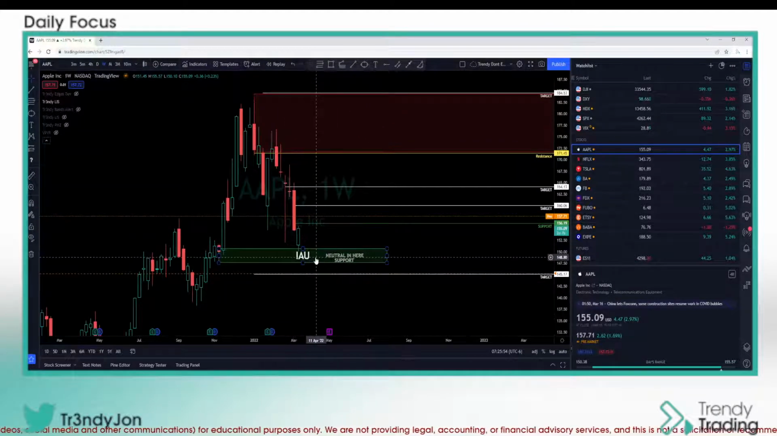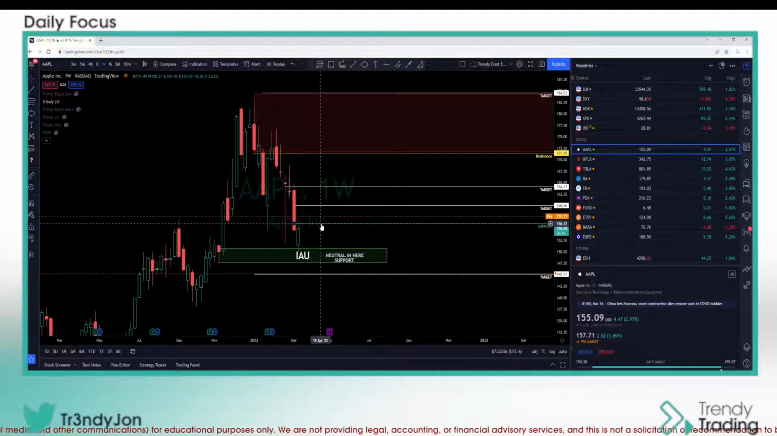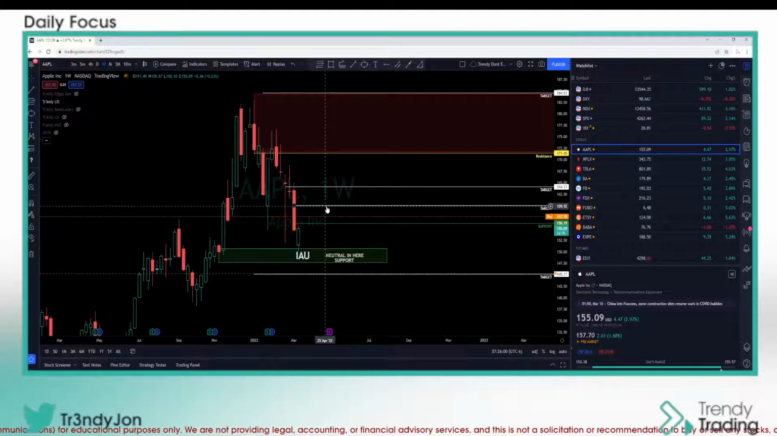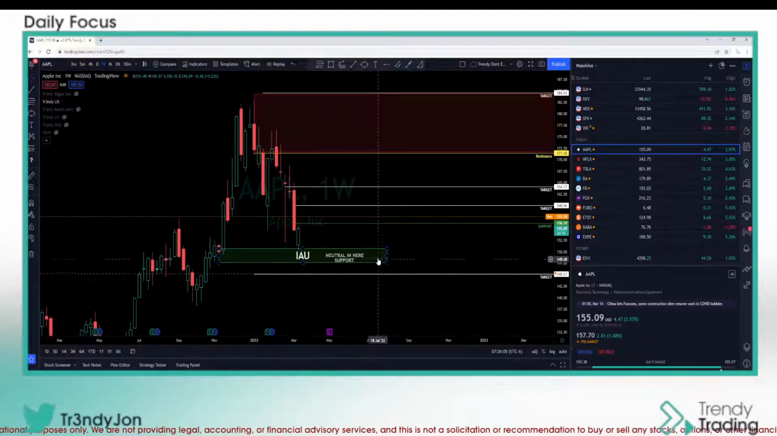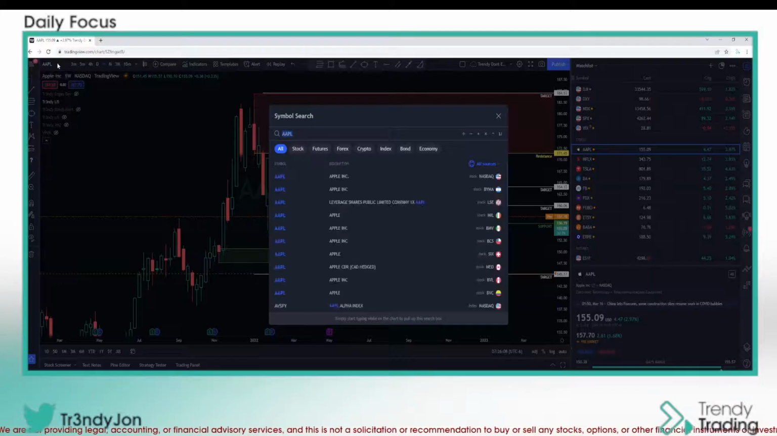All right. So here, support. This is going to be your new support on the gap up. This is going to be your next target at around 160 for Apple. All right. Let's go ahead and take a look at BABA really quick.